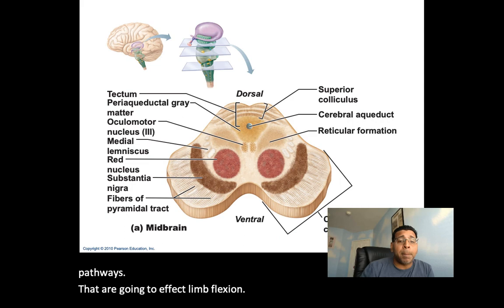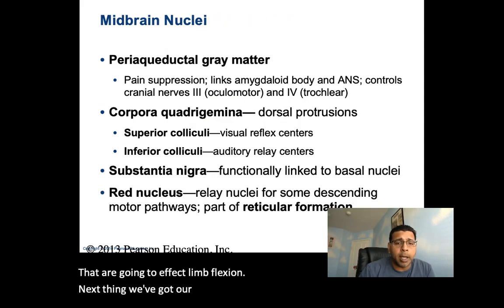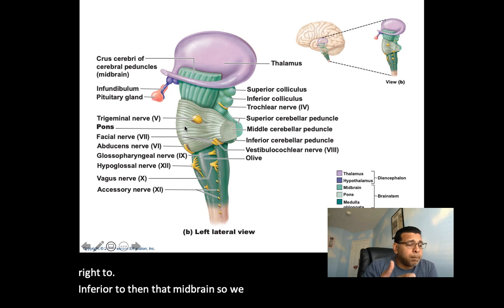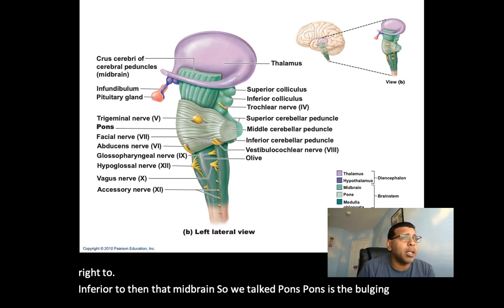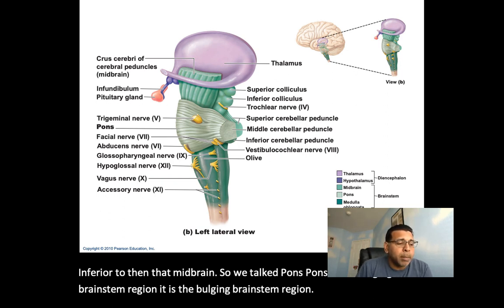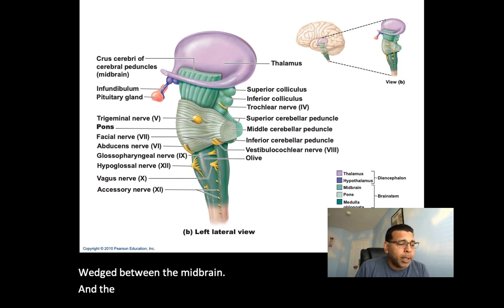Next, then, we've got our pons. Here you can appreciate the pons, inferior to the midbrain. The pons is the bulging brainstem region wedged between the midbrain and the medulla oblongata.